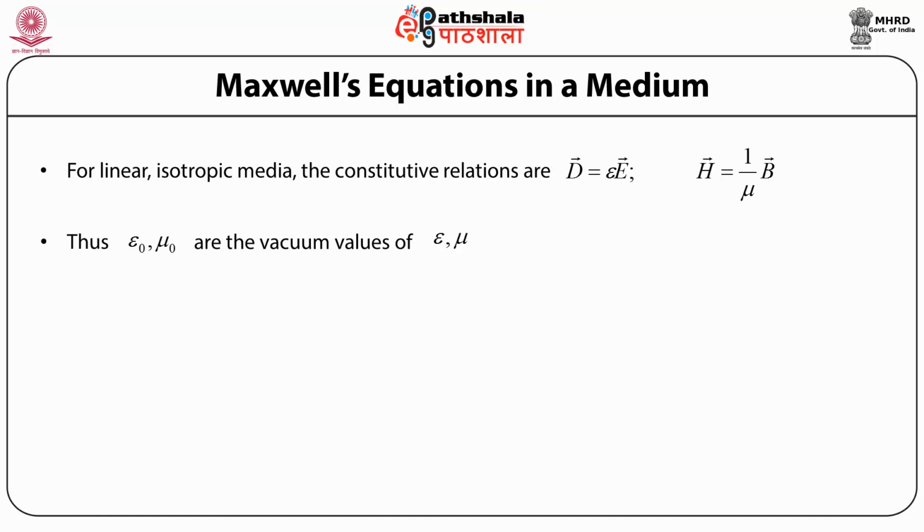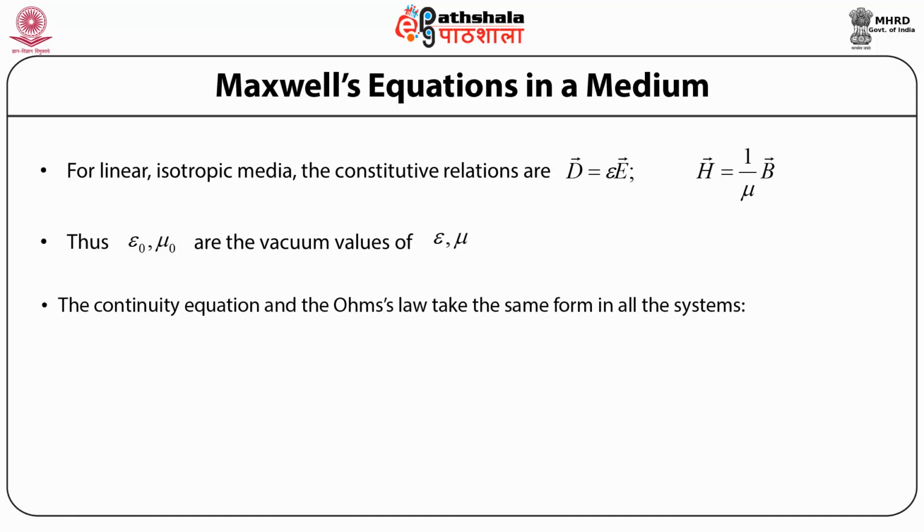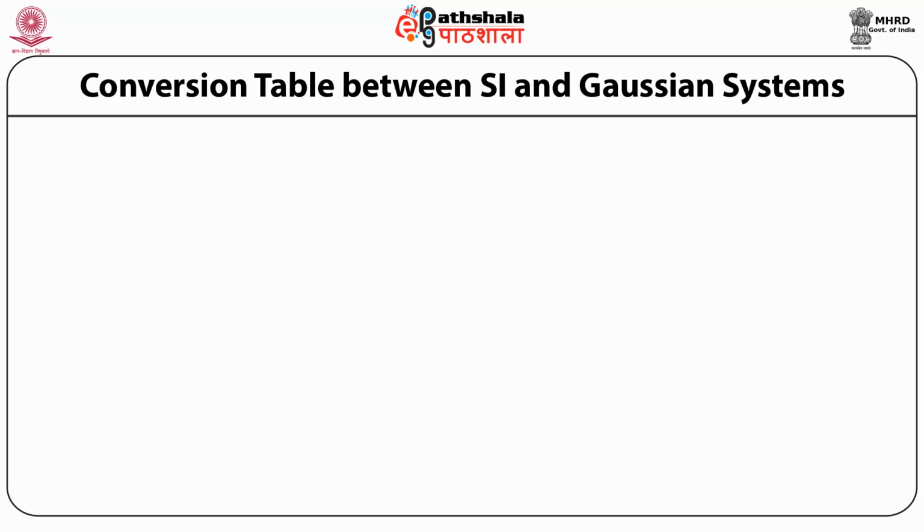Thus, epsilon naught and mu naught are the vacuum values of epsilon and mu. The continuity equation and the Ohm's law take the same form in all the systems enumerated above. So we have del dot J vector plus del rho by del t equals 0, and J vector equals sigma E vector. Now let us see the conversion table between SI and Gaussian systems.